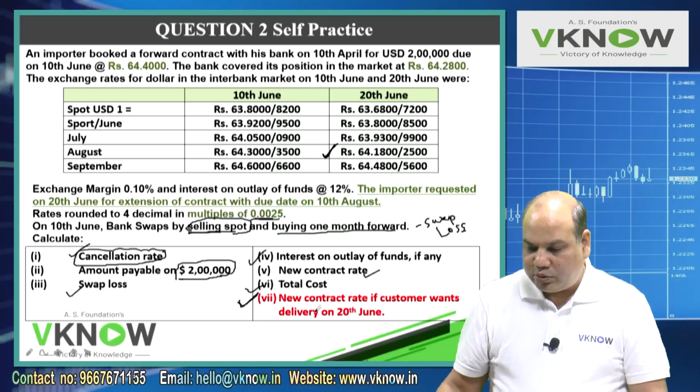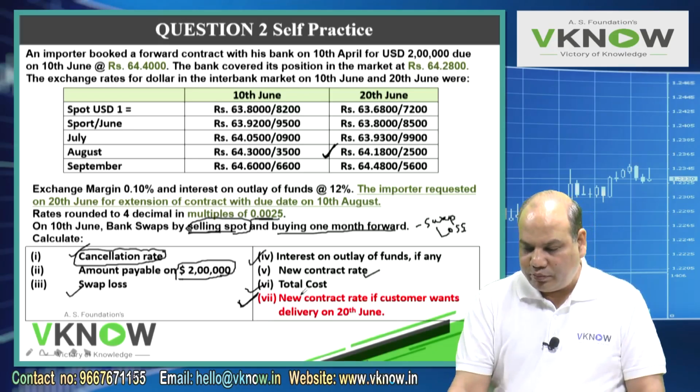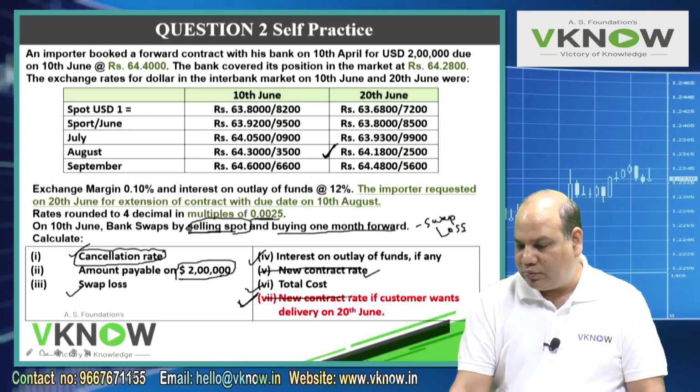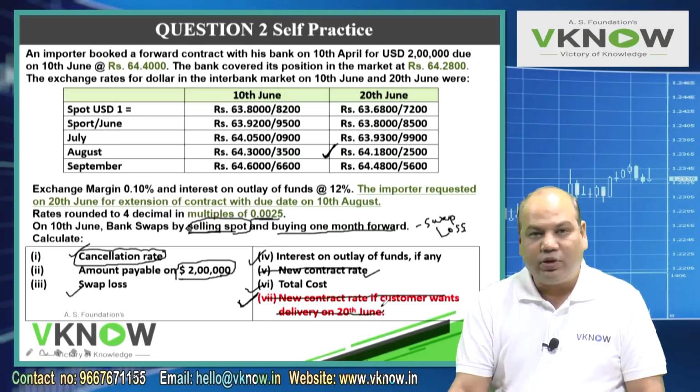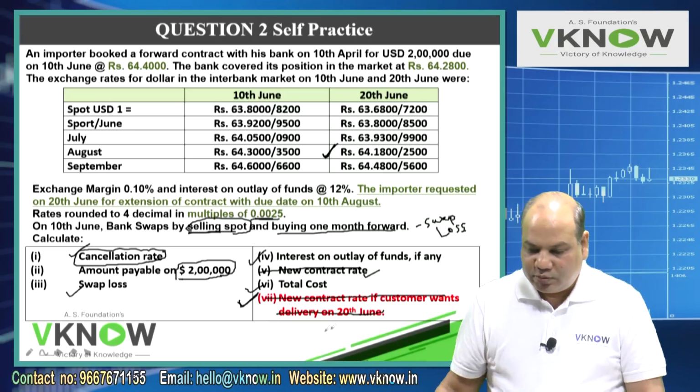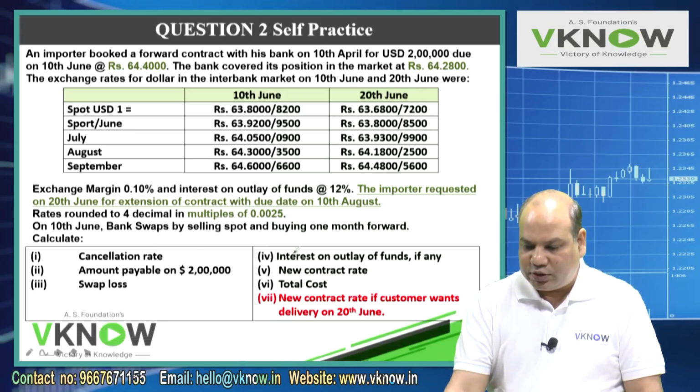So this will help us to understand the question for all the 3 situations. If the customer cancels the contract on 20th June, then there is no need for the new contract rate for this question. Only 5 answers will be required in your exam. If the customer wants extension, then you will require first 6 answers.